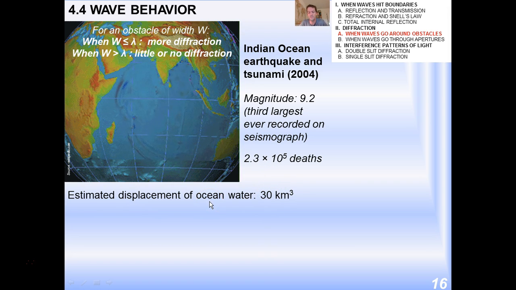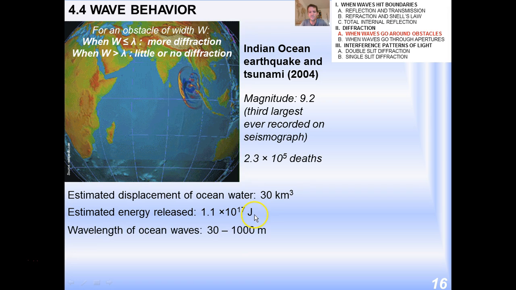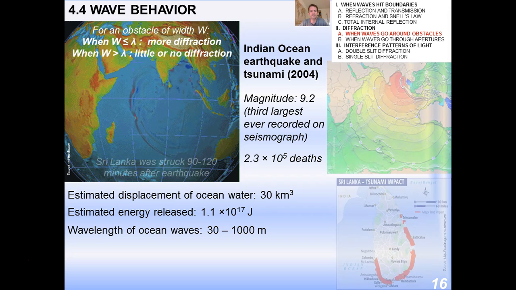The estimated displacement of ocean water was about 30 cubic kilometers, okay? So it was like half the bottom of a full bathtub falling down, maybe a centimeter or two. Imagine what would happen to the surface of the water in that bathtub. It would start sloshing back and forth in an uncontrollable fashion. This meant that the amount of energy released was on the order of 10 to the 17 joules. And the wavelength of ocean waves is typically between 30 meters and 1 kilometer. There's such a huge range because, if you recall, the speed of ocean waves depends very much on the depth. And of course, the topography of the ocean floor is quite complicated and constantly changing, okay?